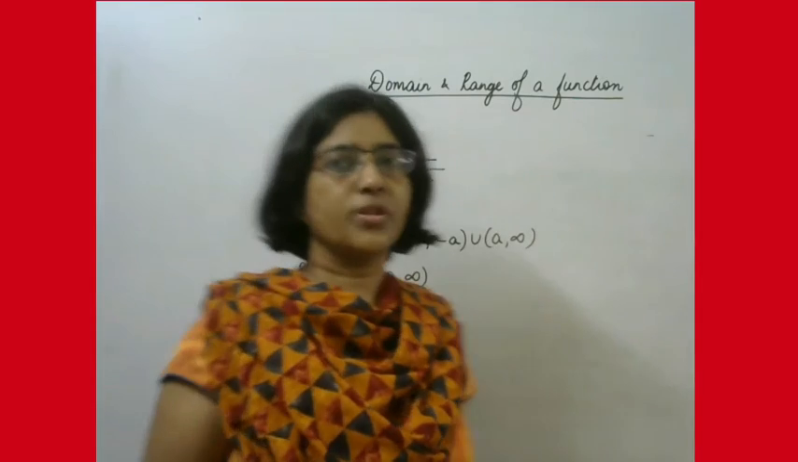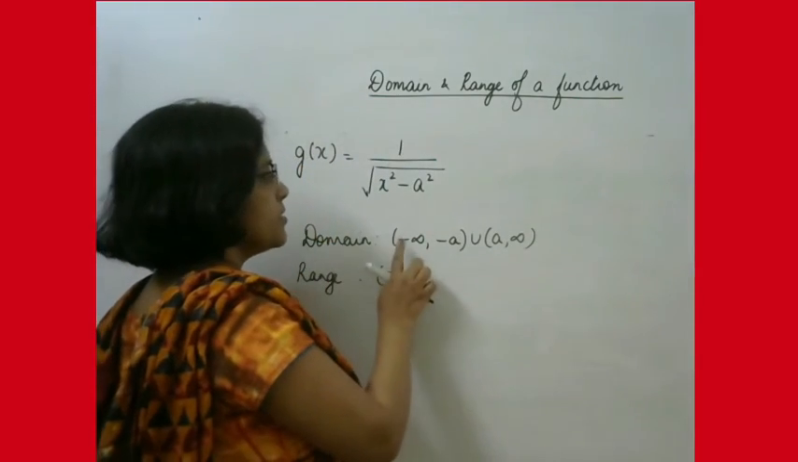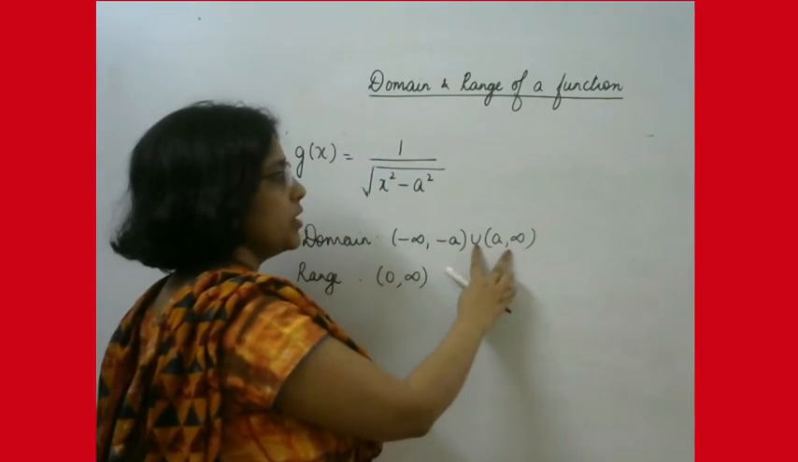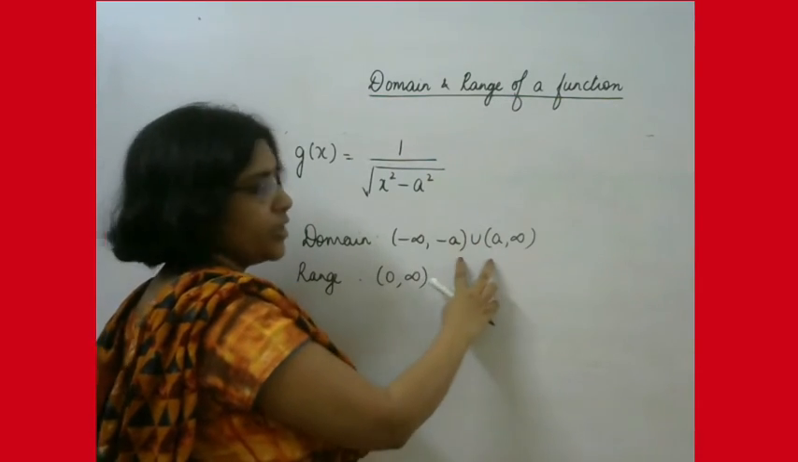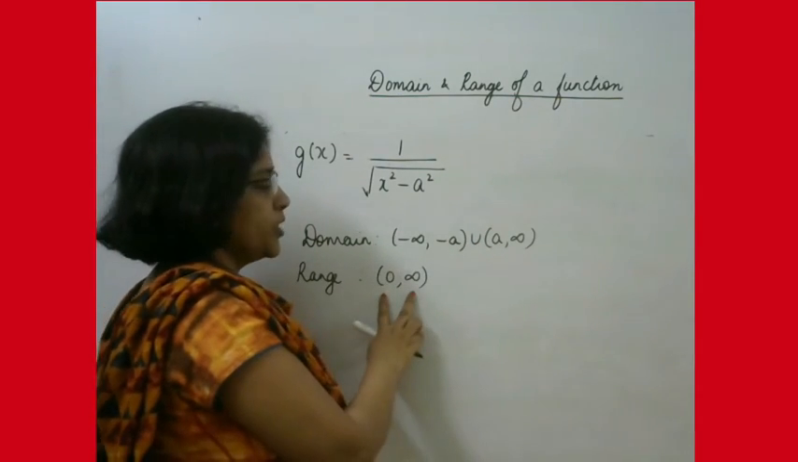So from the previous question, we can infer that the domain is minus infinity to minus a union a to infinity. Just find the value of a and put it here, and the range will be open interval 0 infinity.